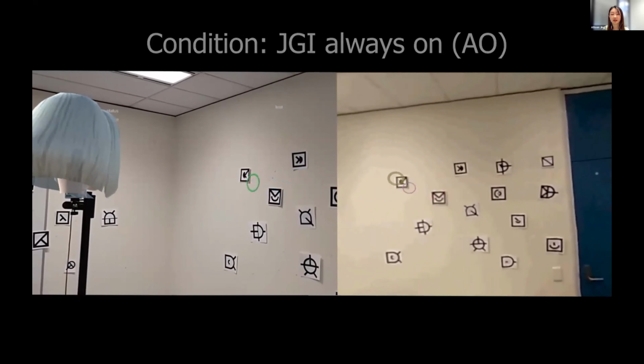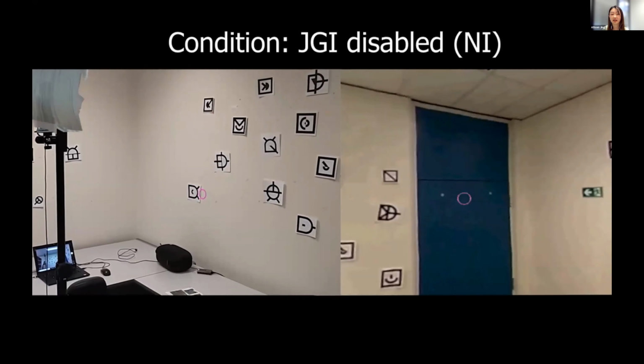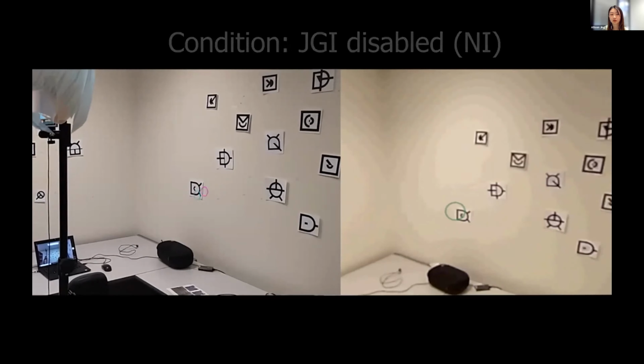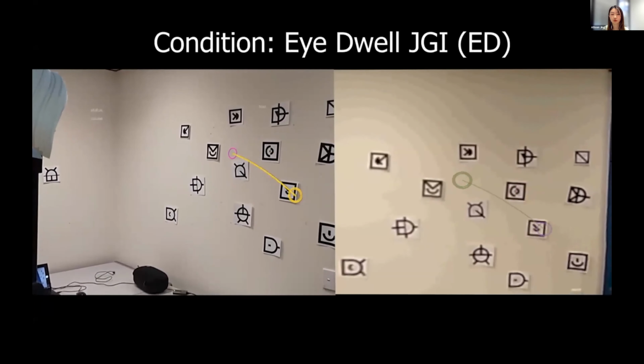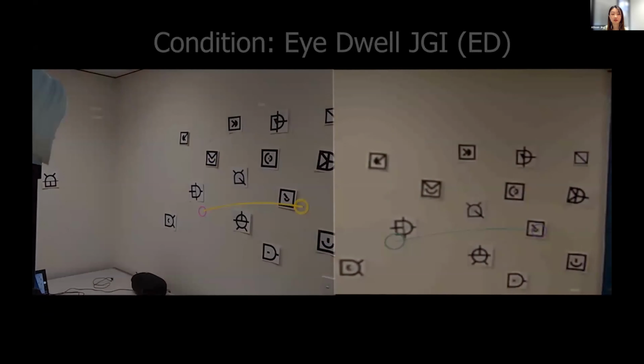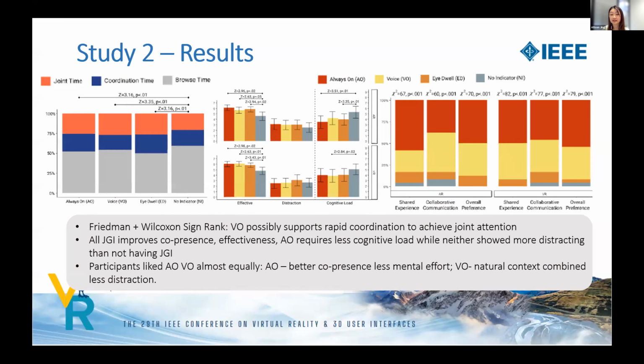So this is a gaze indicator always on, and this is no indicator. And this one is idle controlled, and we already saw the speech control one. So the second study indicates the gaze speech modality shortens the coordination time to attend to the shared interest, making the communication more natural and the collaboration more effective.